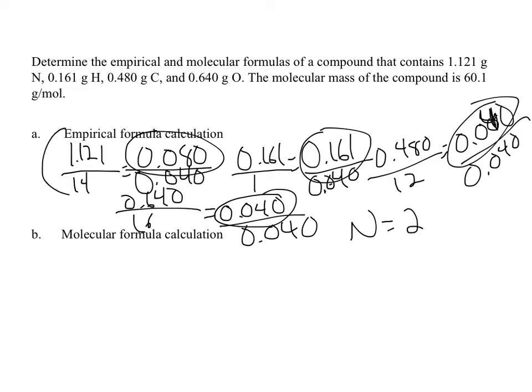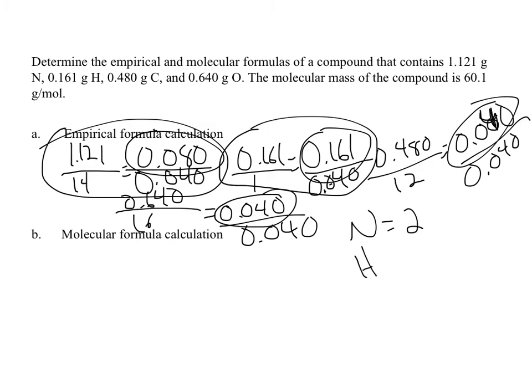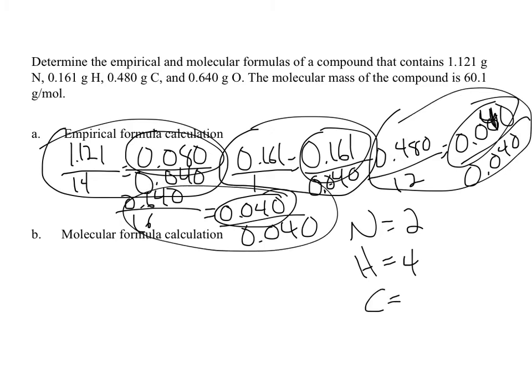That was this one over here. For the hydrogen, I get a ratio of 4. For the carbon and the oxygen, I get ratios of 1 and 1. So that would mean that the empirical formula would be N2H4CO. So that's the empirical formula.